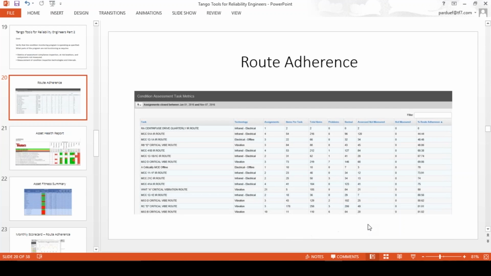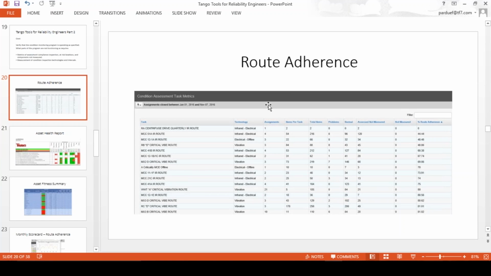What was my point compliance? How good was I at collecting all the points on the task? I may find that I had 68 points, 10 of them were measured, no problem, 2 or 3 of them had problems, and the rest of them were equipment down, or skipped, or not measured.